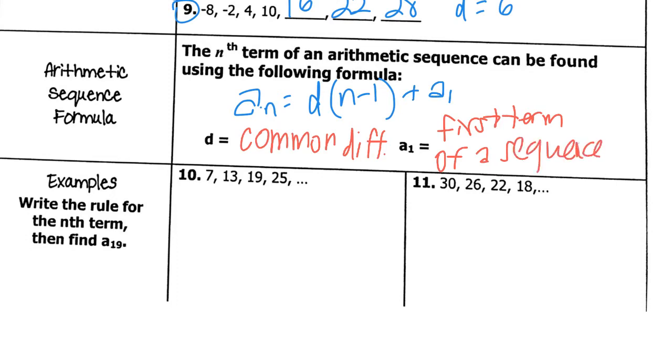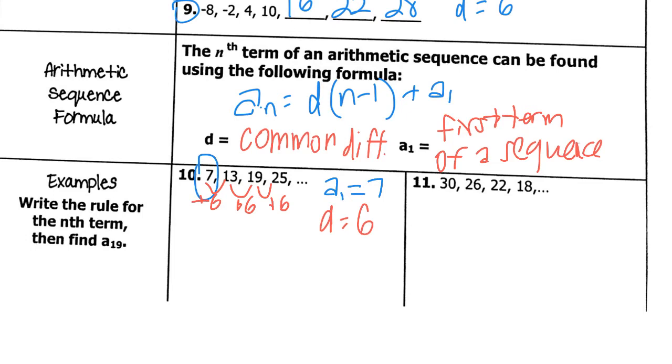So let's go over some examples. If we look down here at number 10, we first need to find our a1 and our d. a1 is the first term, so our first term is 7, so a1 is 7. Then we need to find the pattern. From 7 to 13, we are adding 6. From 13 to 19, we're adding 6. And from 19 to 25, we are adding 6. So d is equal to 6.